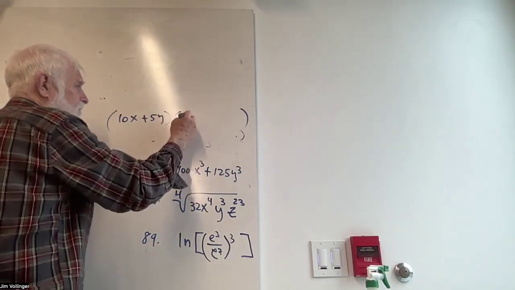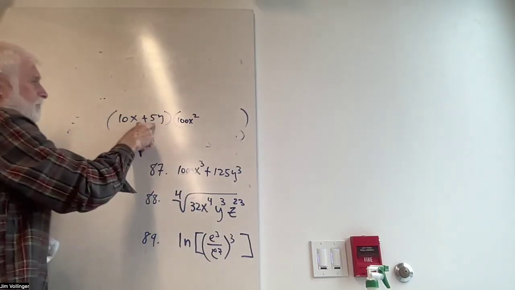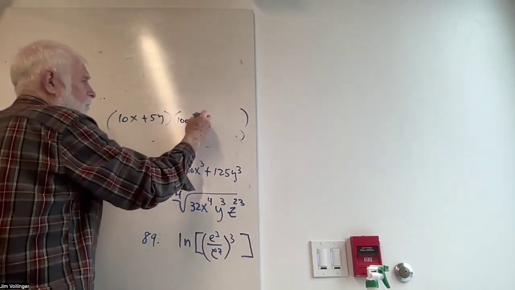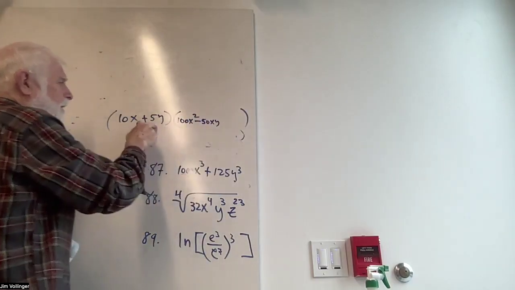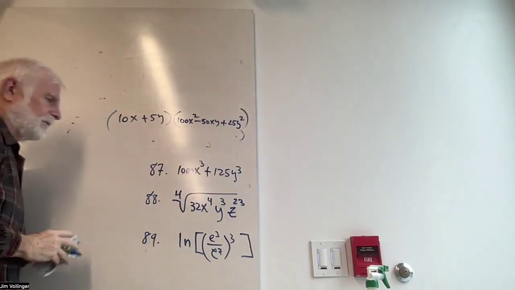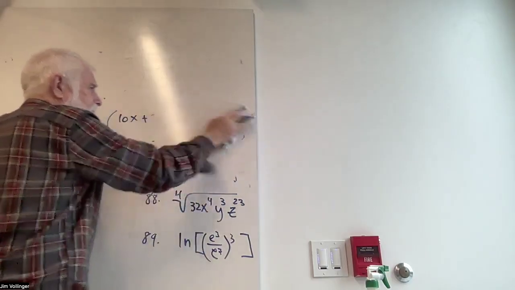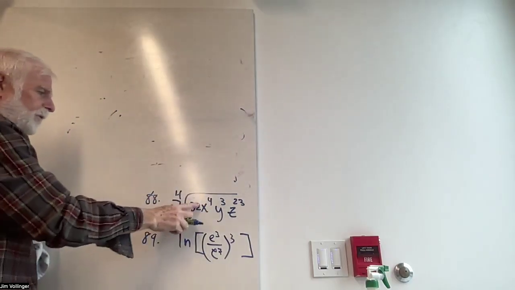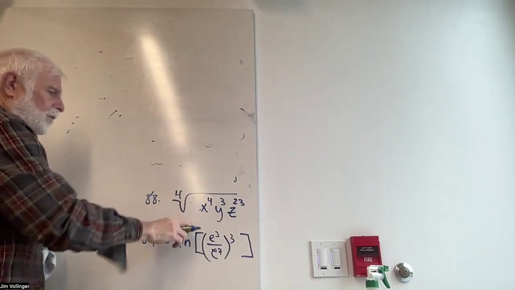So we got 100x squared. That product is 50xy. You got to get rid of that. And you got to square that. 25y squared. I'm not going to explain that. We've done too many. 4th root 32 is 2 to the 16.